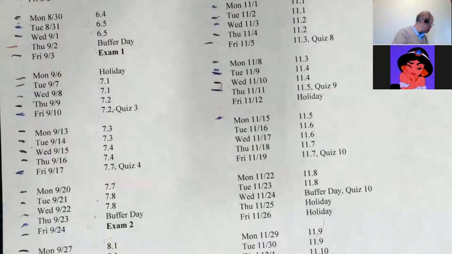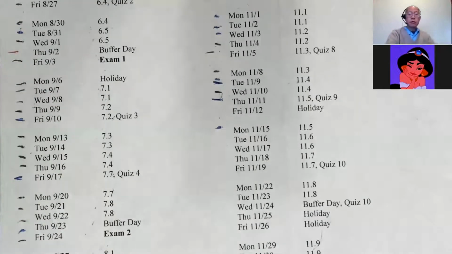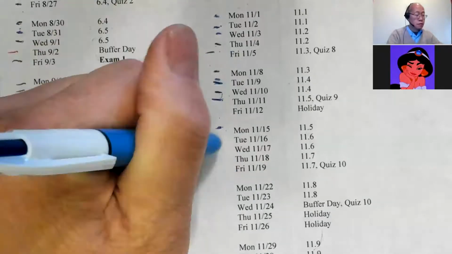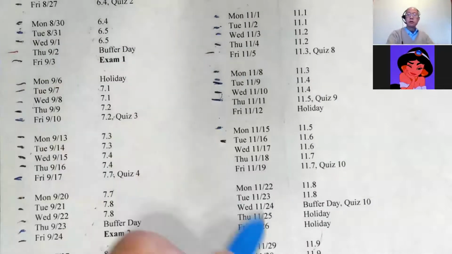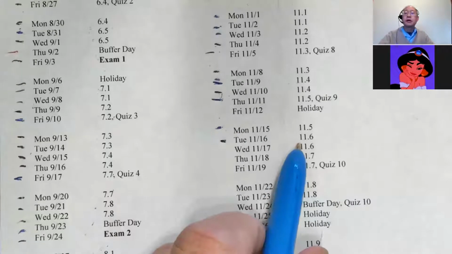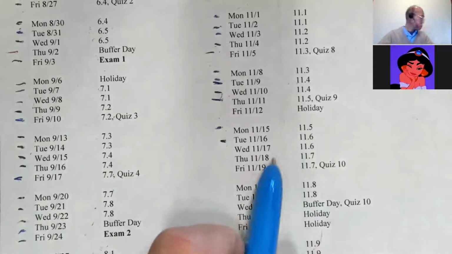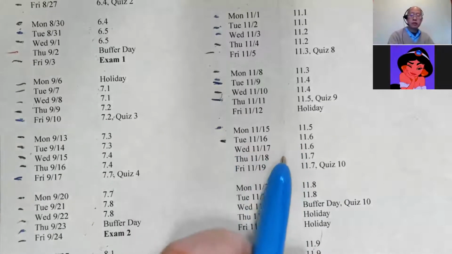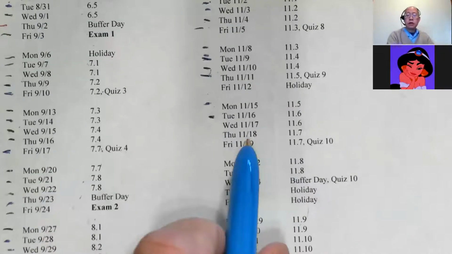Okay, we're actually up to 11.7 already. So I'm a couple of days ahead. Originally, we were on the schedule to start 11.6 today. I'm finished with 11.6. 11.7 is just a review section. So we're a couple of days ahead.